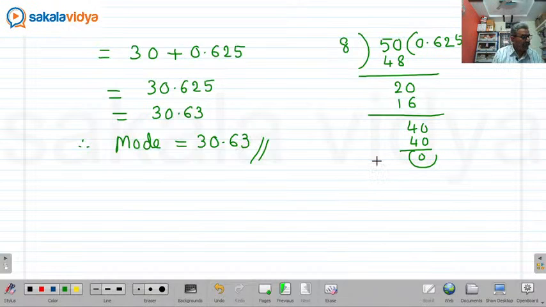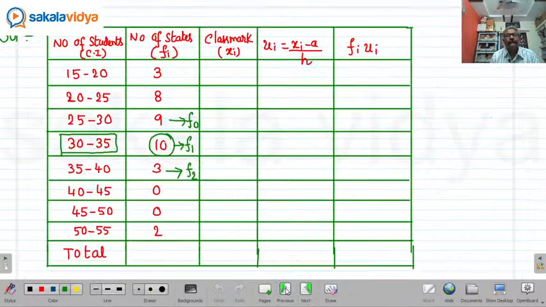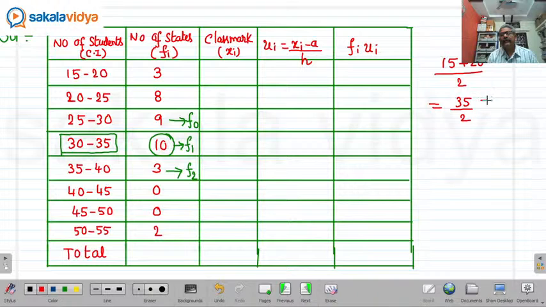Next, what we need to do now? Now let us find out the mean. In order to evaluate the mean, first we need to find the class mark: 15 plus 20 upon 2. This will be 35 upon 2, obviously 17.5.